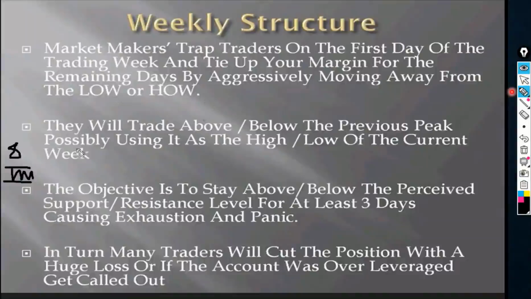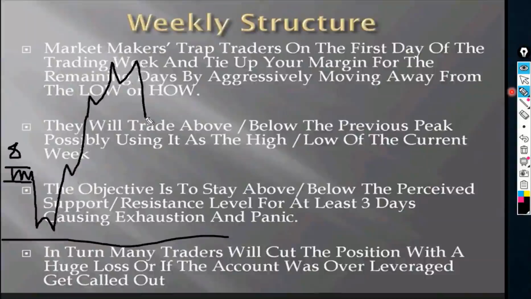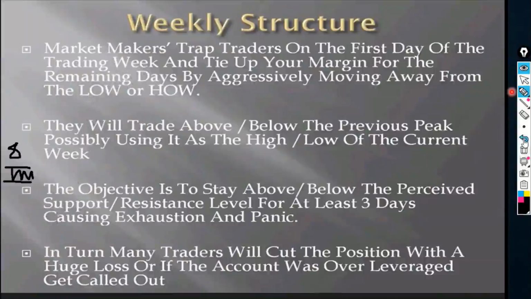So what will happen now is that the dealer will accumulate contracts at the beginning of the week, and then they will trade above or below the previous peak, possibly using it as the high or low of the current week. So if the low of the previous week was here, you will not come to this low, you trade almost on the low, because if it comes here, he will release people who were trapped from the previous cycle.